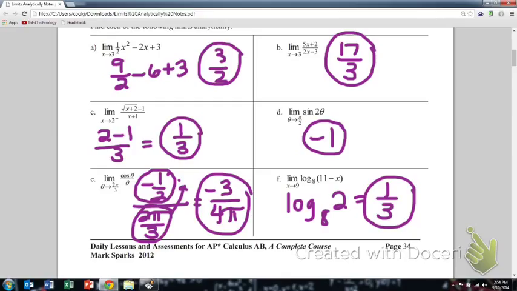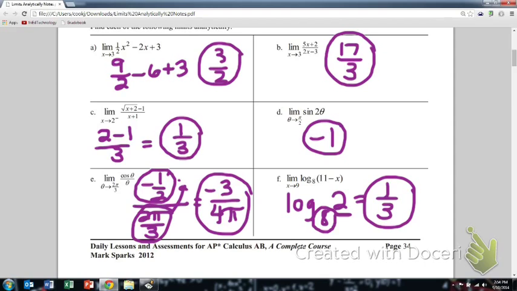And then the last one, if you plug 9 in, you get log base 8 of 2. Remember, a log is asking you what power of the base gives this number. So 2 is the cube root of 8. And remember, a cube root is a 1/3 power.